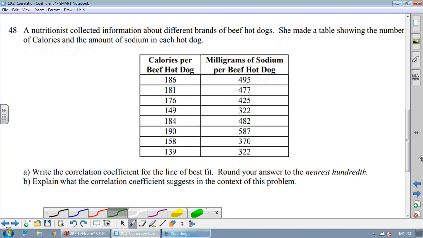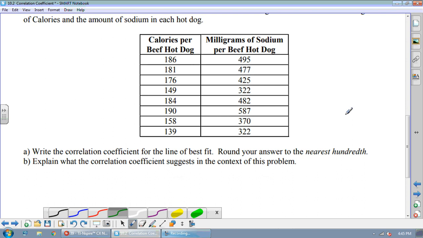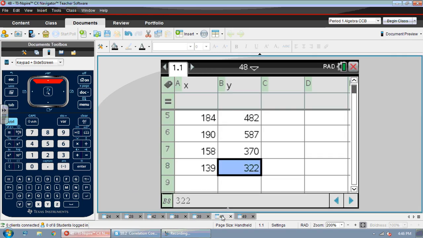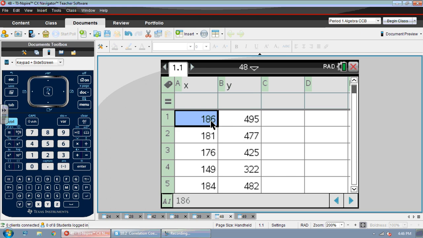48. A nutritionist collected information about different brands of beef hot dogs. She made a table showing the number of calories and the amount of sodium in each hot dog. A. Write the correlation coefficient for the line of best fit. Round your answer to the nearest hundredth, and then explain what it suggests in the context of the problem. So the context of the problem is hot dogs. I already have this done. So for 48, here is the nice table with all of the calories and the sodium.